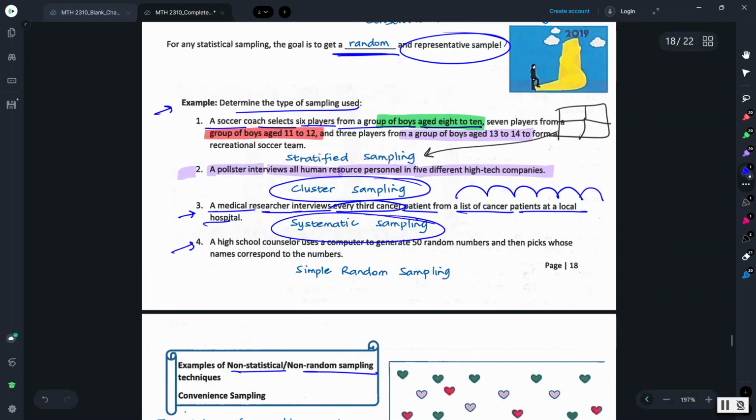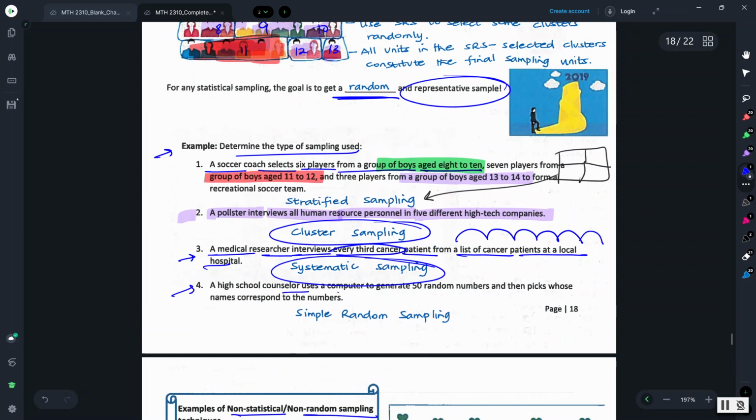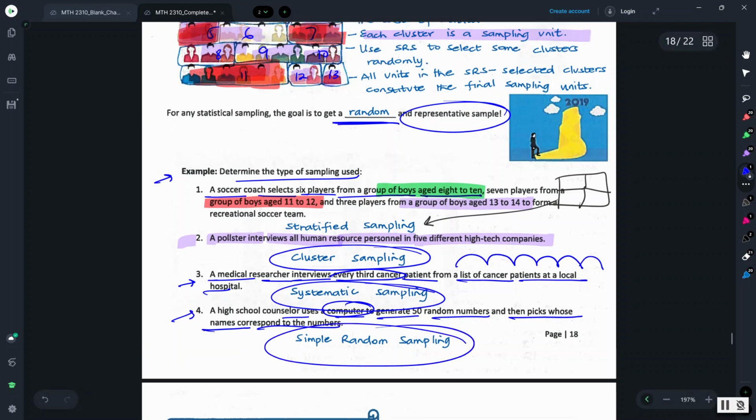Then 4: a high school counselor uses computers to generate 50 random numbers and then picks the names that correspond to the numbers. You're using a computer, that means you're letting a mindless machine get it done. No partial treatment or preferential treatment. So this will lead to a case of simple random sampling.